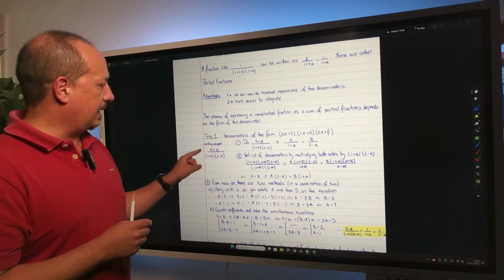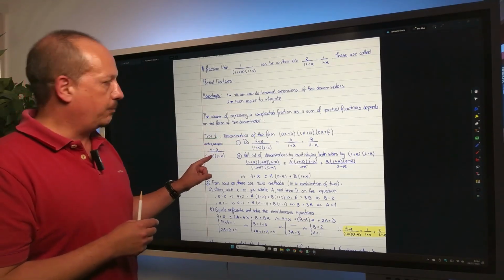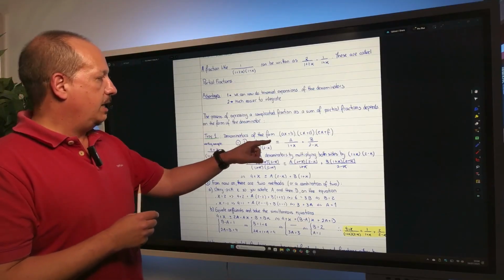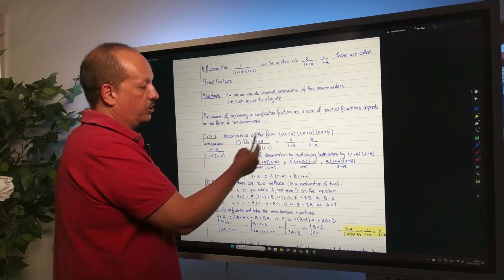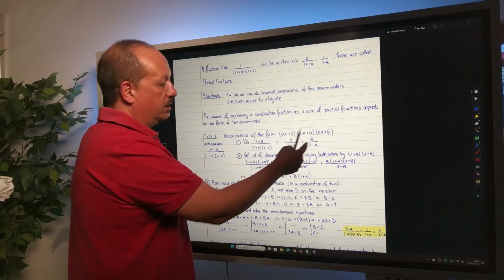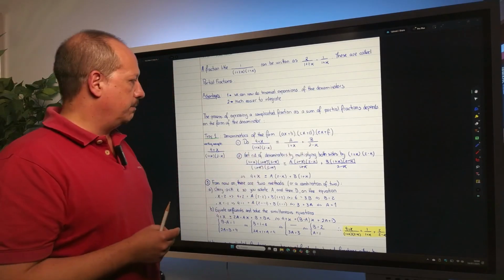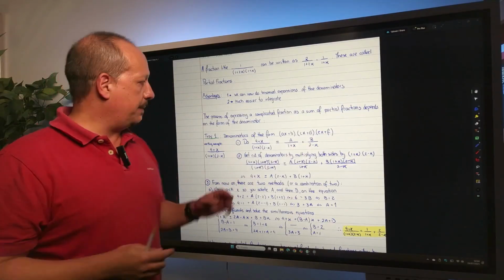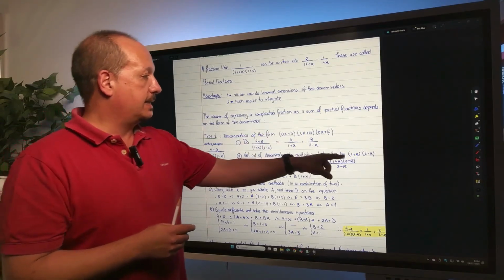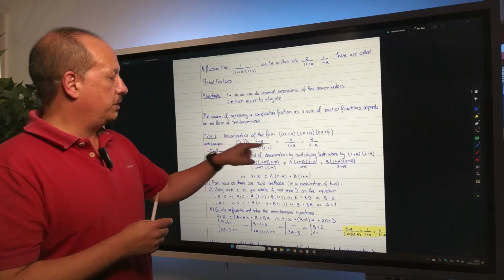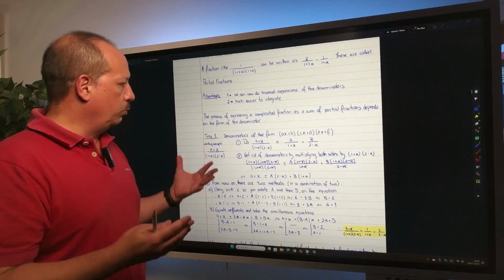So if you have type 1, you first need to identify it as type 1. You just write it down and equal it to this. You just put A on top of the fraction with the first one and B on top of the fraction with the second one. Okay? What is the next step? You need to get rid of the denominators by multiplying both sides by the denominator of the original one. What will this do?